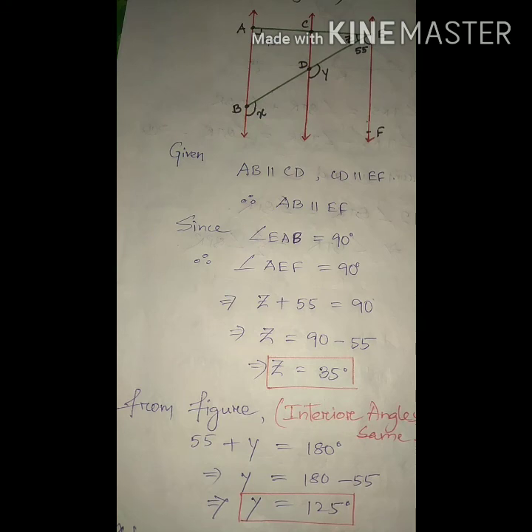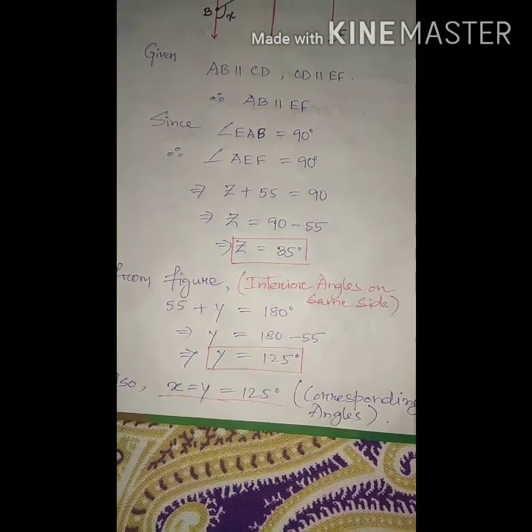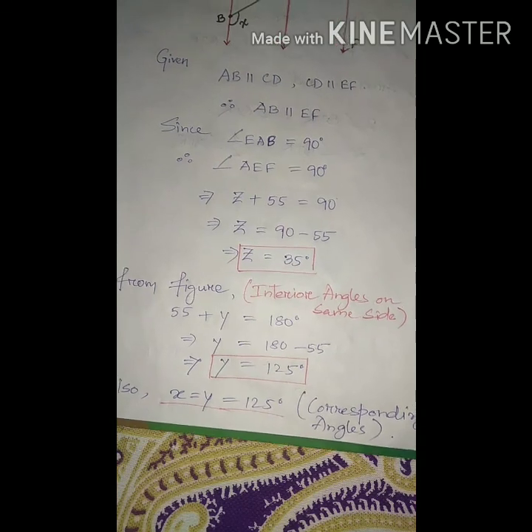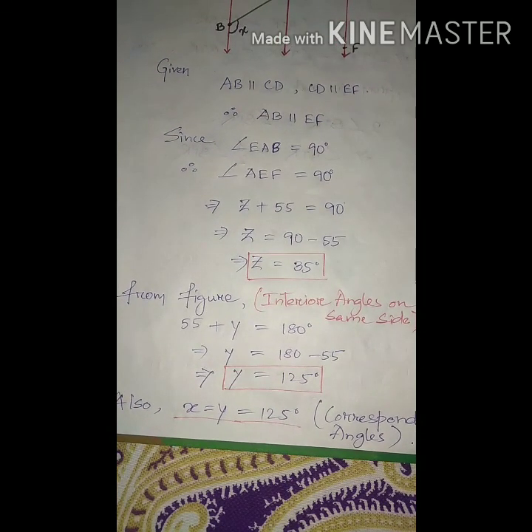And what is given here? You see this one, corresponding angle. Simply we write here corresponding angles. Is it clear? So this one is very easy and a common question. From an examination point of view, you have to do this one also.